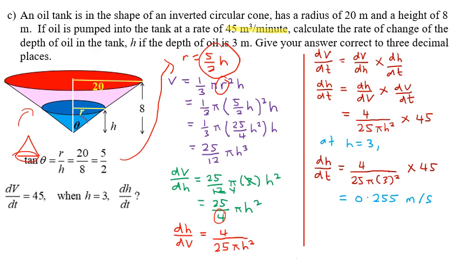0.255 meter per second. I just like to remind all of you, the final answer should usually be in 3 significant figures. So it should be 0.255. If you just put 0.25, that won't be considered a final answer, because the final answer must be at least 3 significant figures. Okay.